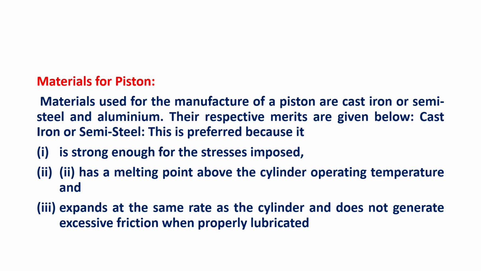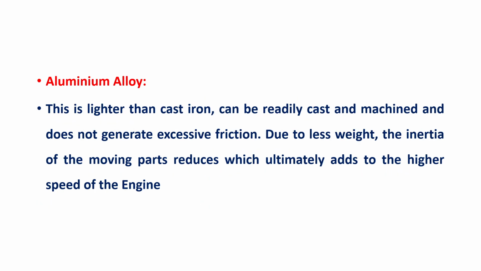What are the materials for the piston? Cast iron, semi-steel or aluminium. Why do we go for cast iron or semi-steel? It is strong enough for the stress. It has a melting point above the cylinder operating temperature, and it expands at the same rate as the cylinder. It does not generate excessive friction when properly lubricated. Normally we go for cast iron, the same material, because the expansion rate should be nearly equal to that of the cylinder head. Aluminium alloys can also be used as a material for the piston.